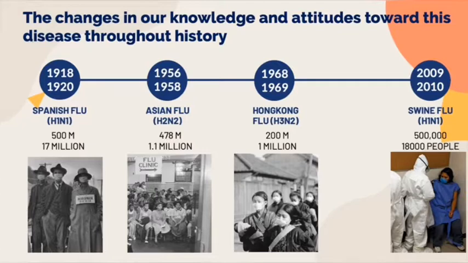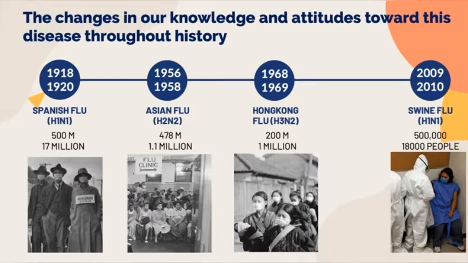In 1957, a new influenza A H2N2 virus emerged in East Asia. The virus was comprised of 3 different genes from H2N2 in avian. The estimated number of infected people was 478 million, with 1.1 million deaths worldwide, or 0.23% mortality rate. The 1968 pandemic was caused by an H3N2 virus comprised of 2 genes from an avian virus. 200 million people were infected. The estimated number of deaths was 1 million worldwide, a 0.5% mortality rate.